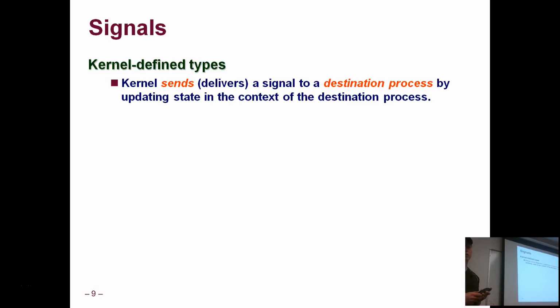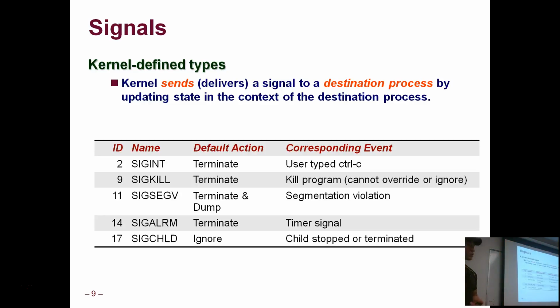The way signals work is that if the kernel wants to send a signal to a process, it just updates some state in the context of that process. Then when the process wakes up from being swapped out of scheduling, it's going to look at that state, and if there are any events that have happened, it's going to handle those. Okay.